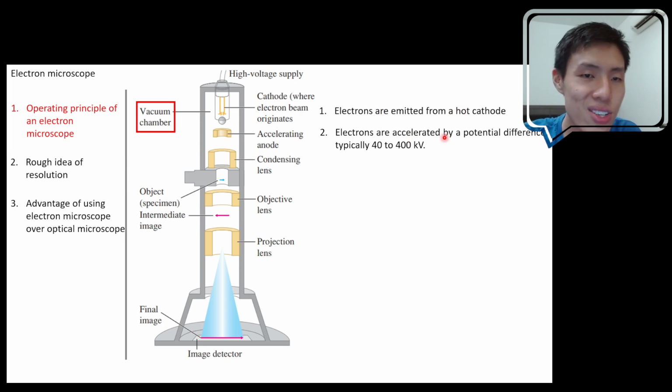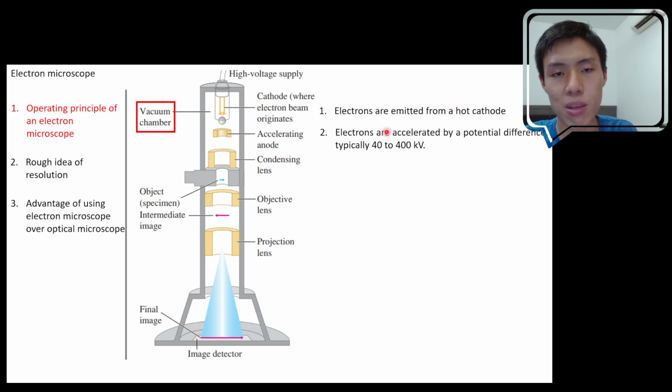Electrons are accelerated by a potential difference. Typically it's 40 to 400 kilovolts. So you're applying a potential difference of about 400 kilovolts over here. You can make this place the positive electrode, and this place the negative electrode. The positive electrode will attract the electrons, so the electrons will speed up moving towards the accelerating anode, then pass through it with a greater speed.